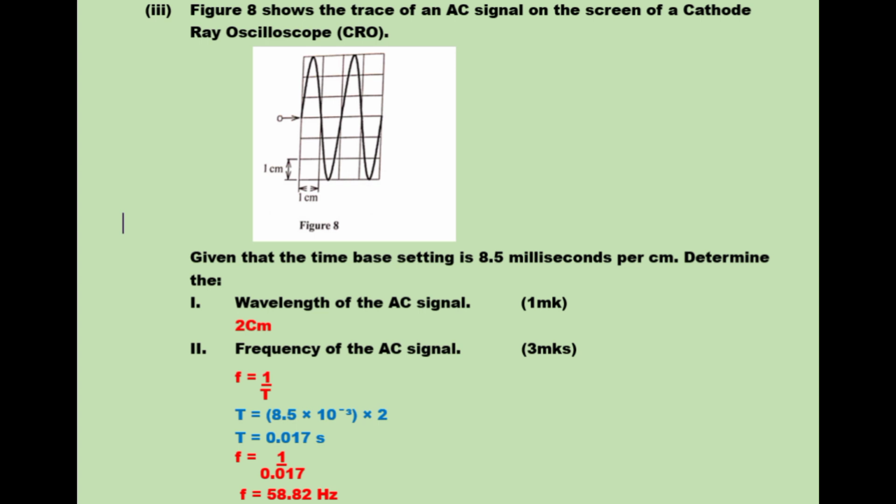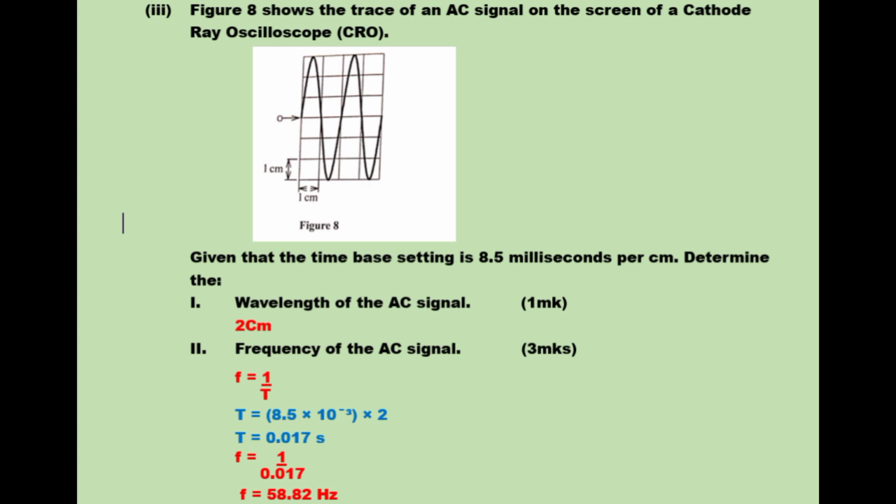Roman 3, figure 8 shows the trace of an AC signal on the screen of a cathode ray oscilloscope, CRO. You can see the trace of the signal on the screen of the CRO as shown in figure 8. Given that the time-base setting is 8.5 milliseconds per centimeter, determine Roman 1, the wavelength of the AC signal.